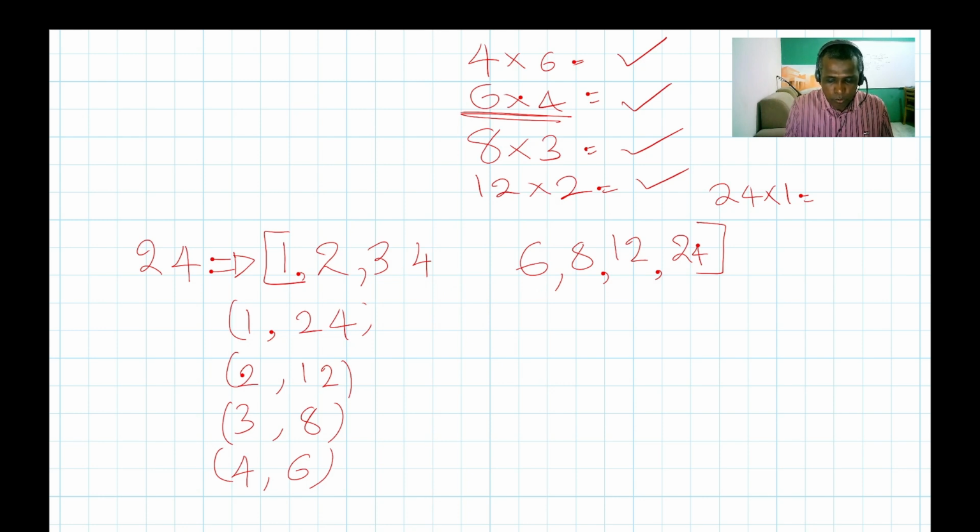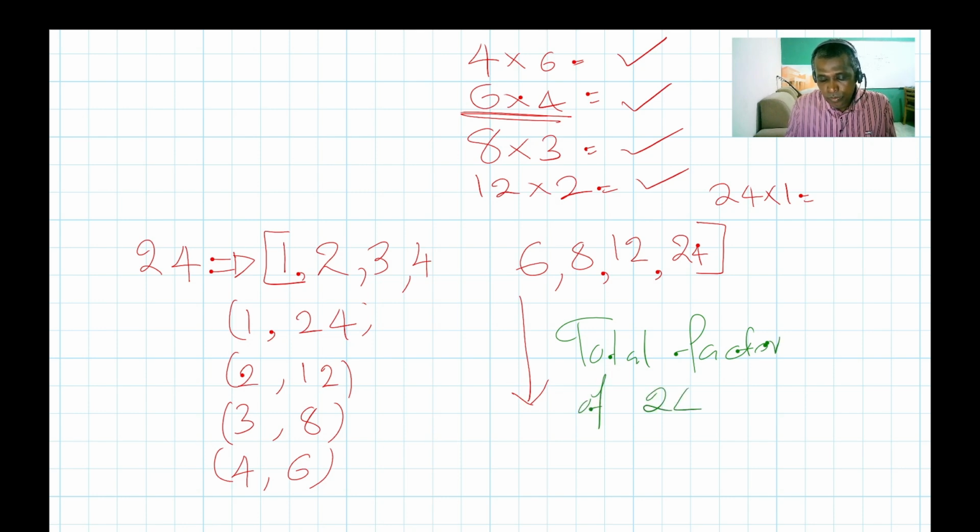What are the total factors? These are called total factors. 1, 2, 3, 4, 6, 8, 12 and 24 are the total factors. This method is called finding the total factors. Write down that word. It's called total factors of 24. This is the way. Everything that I can build 24 from is here.